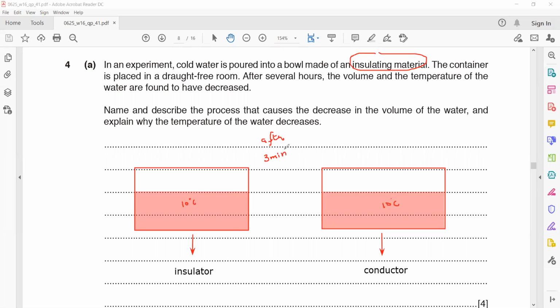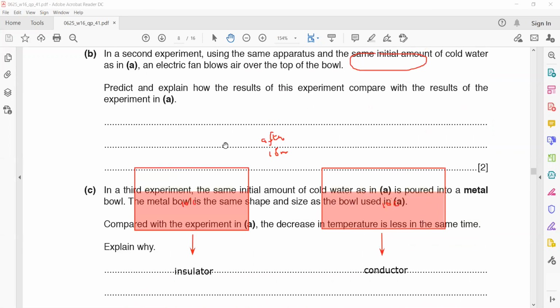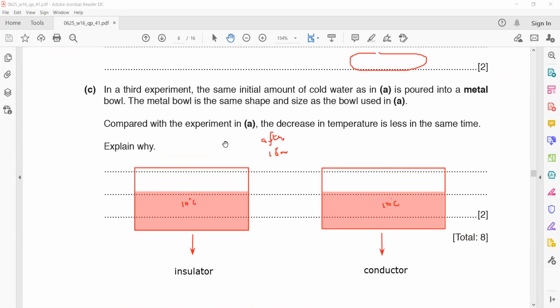evaporation is not a fast process or slow process. So for example, after 3 minutes, it will not have too much or considerable change. So after 15 minutes, for example, which bowl will have a lower temperature? Evaporation is happening for both, but which bowl do you think will have the liquid at a lower temperature?